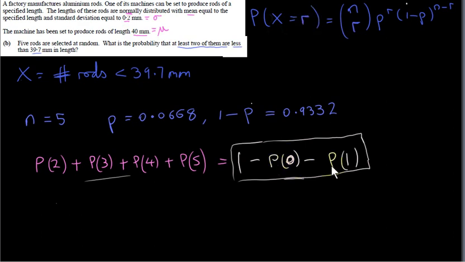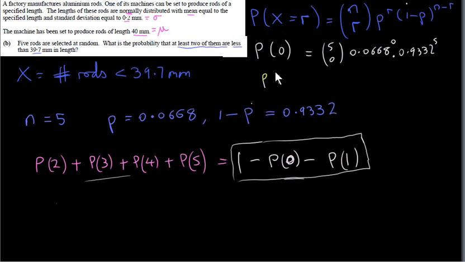Now we want to calculate P0 and P1. So the probability x equals 0. I can just write P0, meaning probability x equals 0. The number of rods that have lengths less than 39.7 is 0. So that's just 5C0, where n is 5. Little p to the power of 0, that's 0.0668 to the power of 0, times 1 minus p, which is 0.9332 to the power of 5 minus 0. 5 minus 0 is just 5.